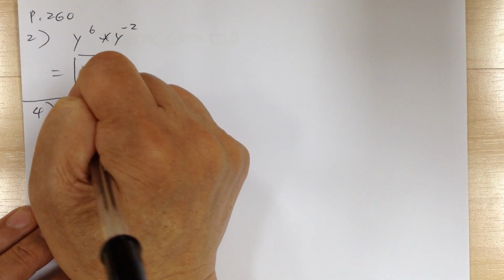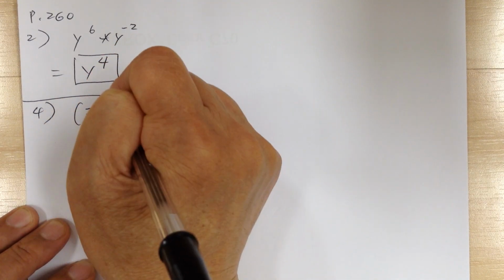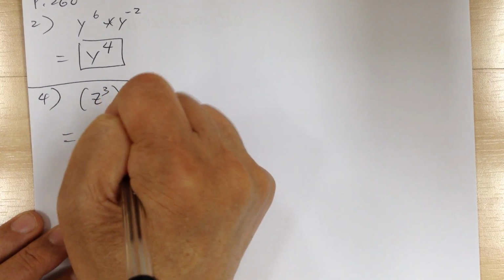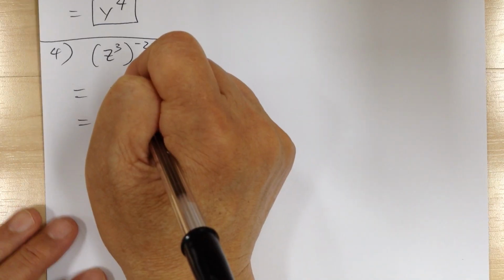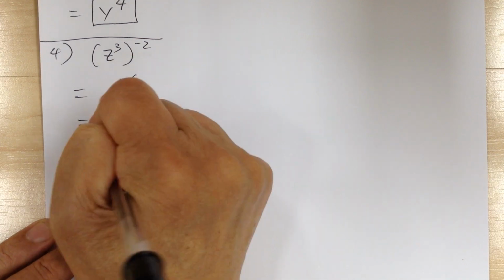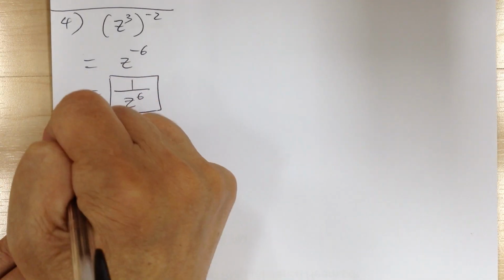Okay, number 4, you got z to the 3 to the negative 2 power. So apply the power rule, so you got z to the negative 6. And then you apply the negative exponent rule, flip it over, so you got 1 over z to the 6. So you can apply the power rule and apply the negative exponent rule.